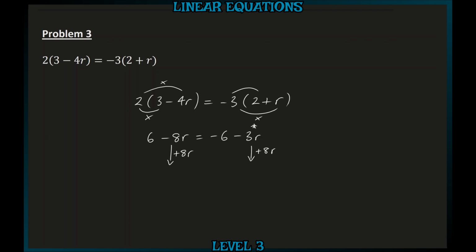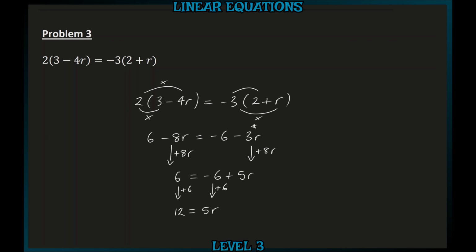to both sides. So the left just becomes 6 because the minus 8r and the plus 8r cancel out. And on the right, we have minus 6, and then minus 3r plus 8r gives us positive 5r. Now looking at the right, we'd now like to remove the minus 6. And we can do this by using its inverse, which is plus 6, and do the same on the left. The left now becomes 12 because 6 plus 6 is 12, and the right just becomes 5r because the minus 6 and the plus 6 cancel out.